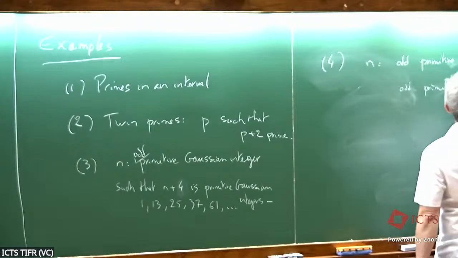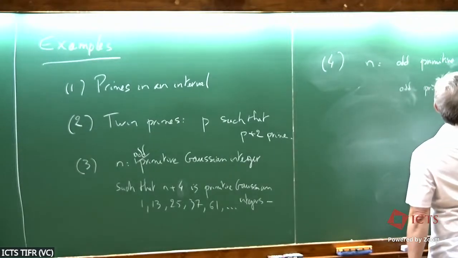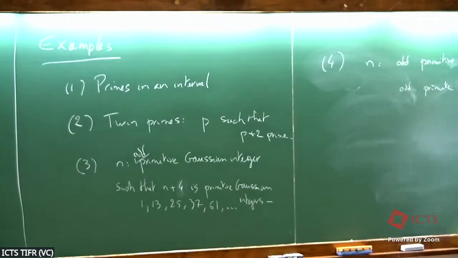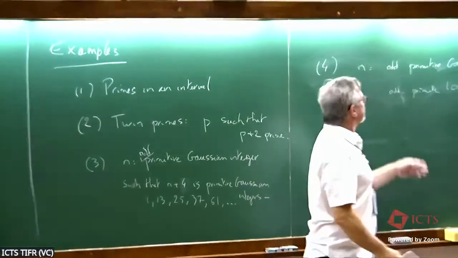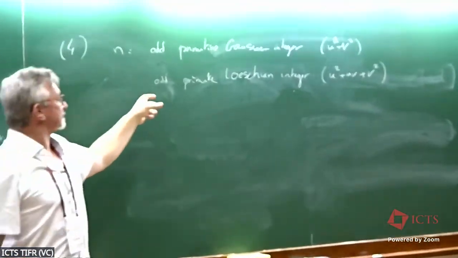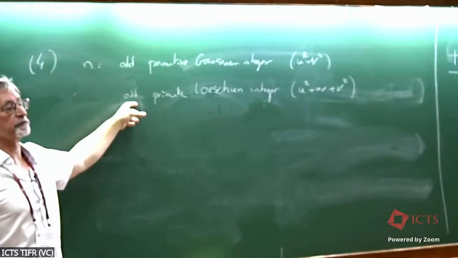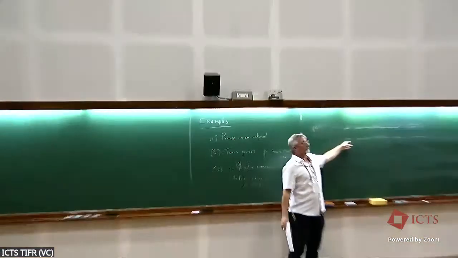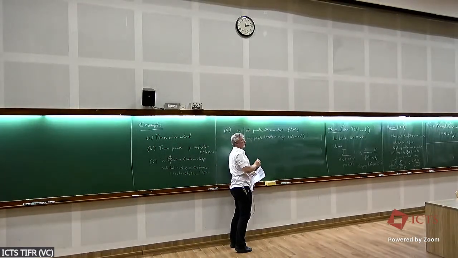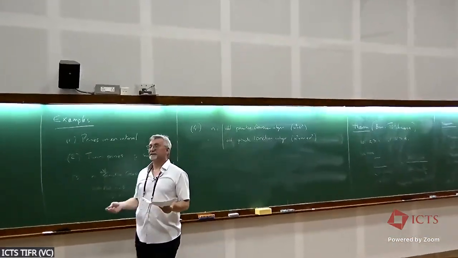And Gauss is being replaced by someone less known, which is Loeschian. So this one is u square plus v square, and this one is u square plus uv plus v square. This one is the integers that don't have any prime factor congruent to 3 modulo 4. This one is the integers that don't have any prime factor congruent to 2 modulo 3. They behave in a very similar way to the Gaussian integers. When you put the two conditions together, you get a sieve of dimension 3/4.